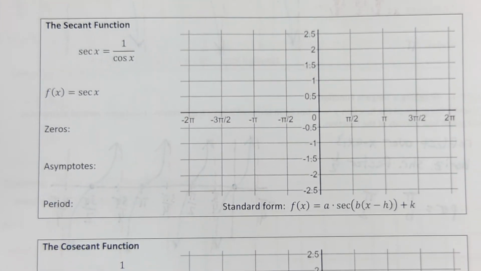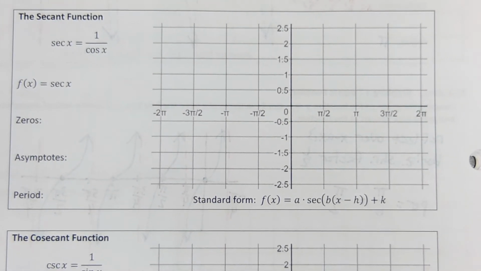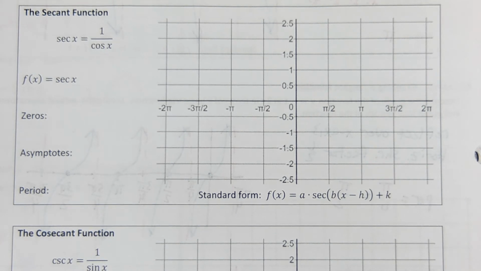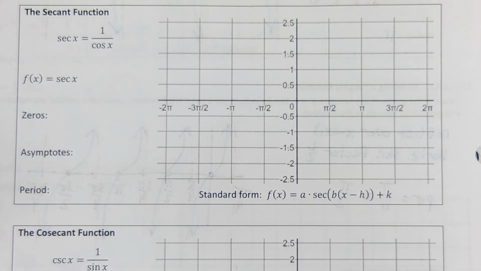Oh, the fun stuff. Secant and cosecant. Why secant first? I don't know. It's just what I did. Okay. So secant and cosecant. Secant is the reciprocal of cosine. That means it is very related to the graph of cosine.